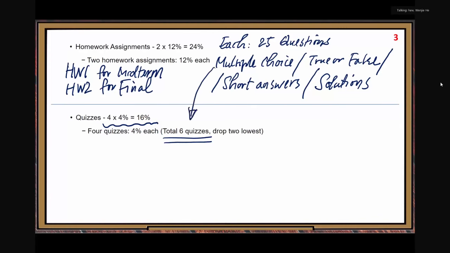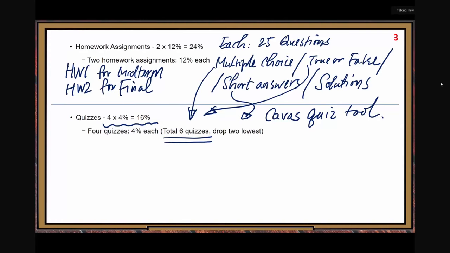Multiple choice, true and false, short answers, but no full solution. For all the quizzes, I use the Canvas quiz tool. Some of you may already have used it before. The Canvas quiz tool does the grading automatically.